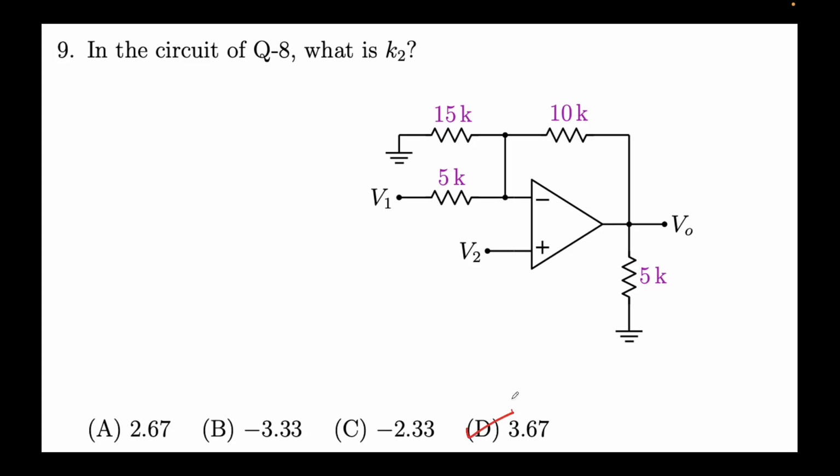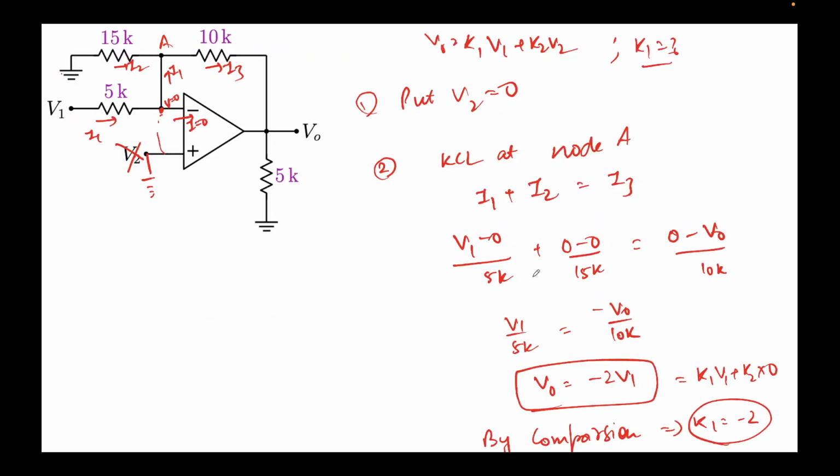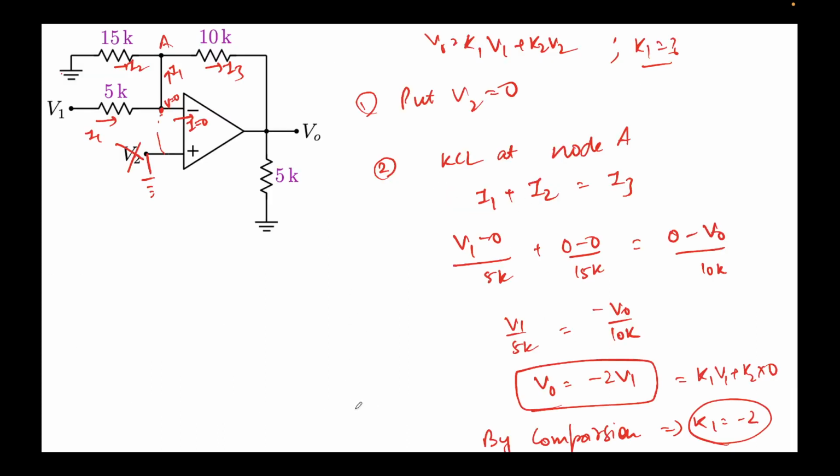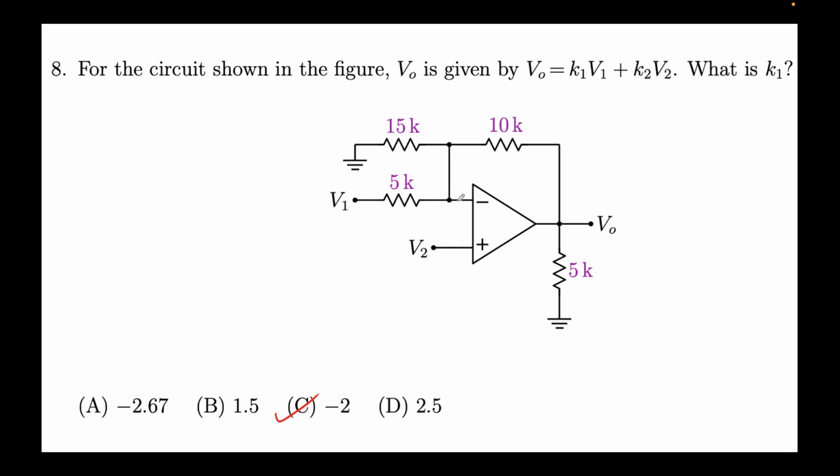Okay, so what we did here was that since it was given in that superposition form, we deactivated V2 and solved just as if only V1 is given. So in this case it should be an inverting amplifier, right? And we saw that we got the answer as -2, which means it's an inverting amplifier.